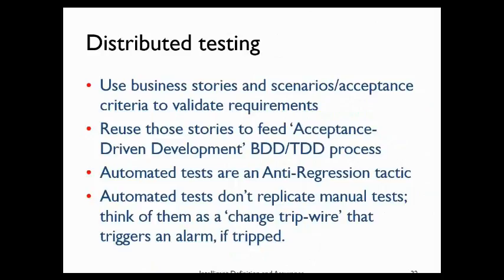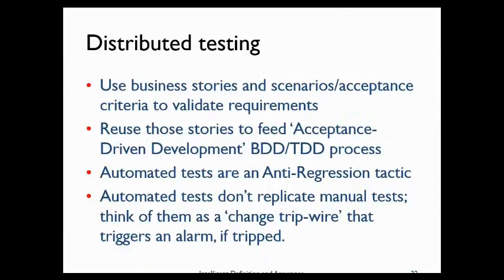Now, one of the things I want to promote, through test strategy, and we do this in general, is the concept of requirements validation using stories. So we use the content and the examples from business stories to validate requirements. We can reuse those scenarios to drive acceptance test-driven or behavior-driven and test-driven processes within the development team. These tests support good design of software, but they also, as an outcome, become an anti-regression tactic. That is, in an automation regime, continuous integration, they become an anti-regression tactic.